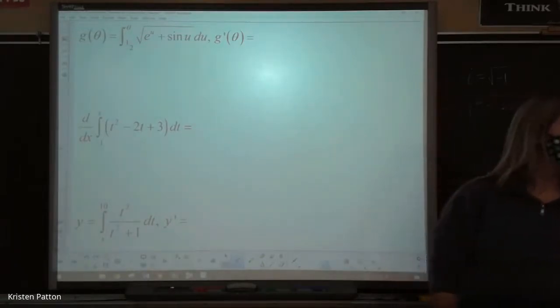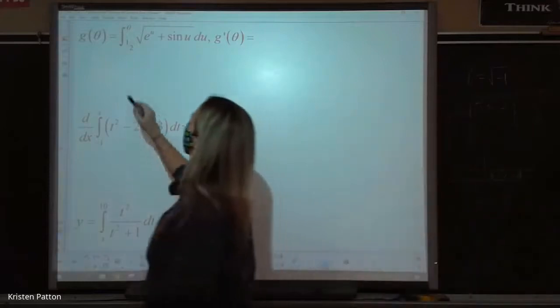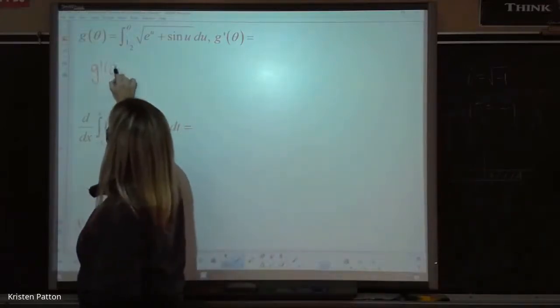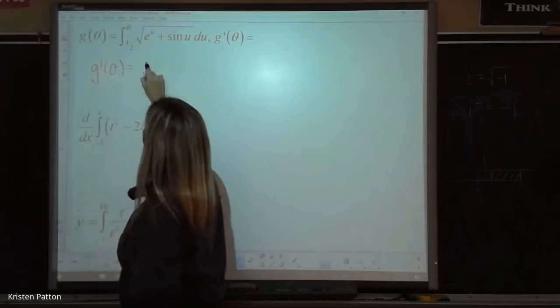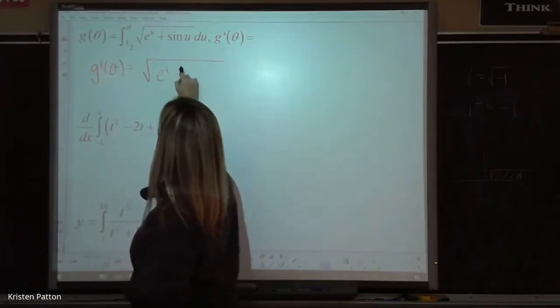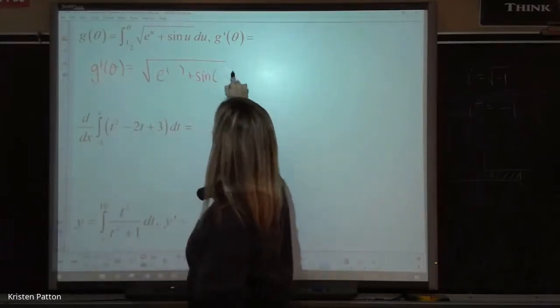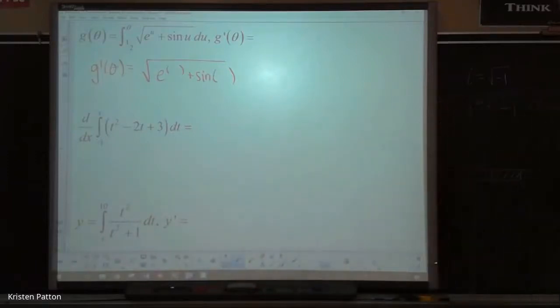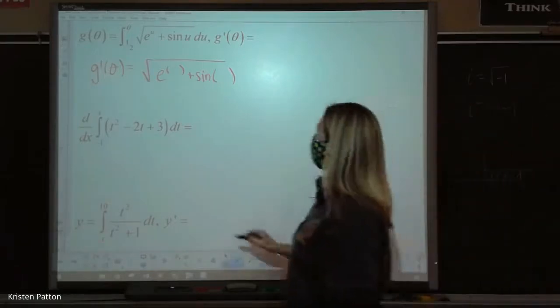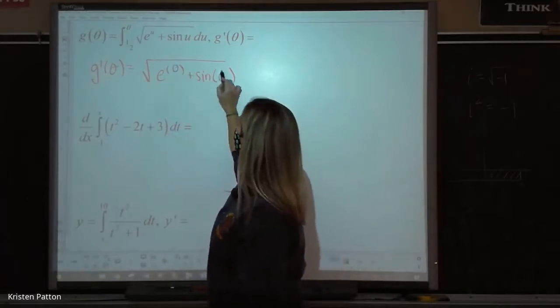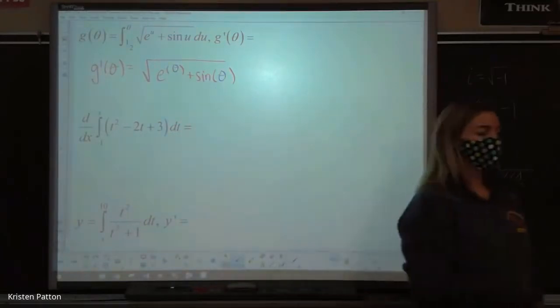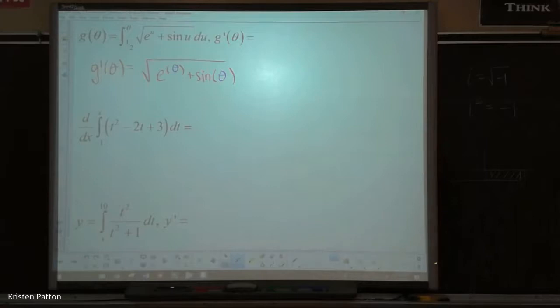They want the derivative. The derivative of an integral says you're just going to take what's inside the integral, which is the square root of e to the blank plus the sine of blank. They were used. What are we going to change them to? Theta. Thetas. That's our answer. That's the derivative of the function they gave us.